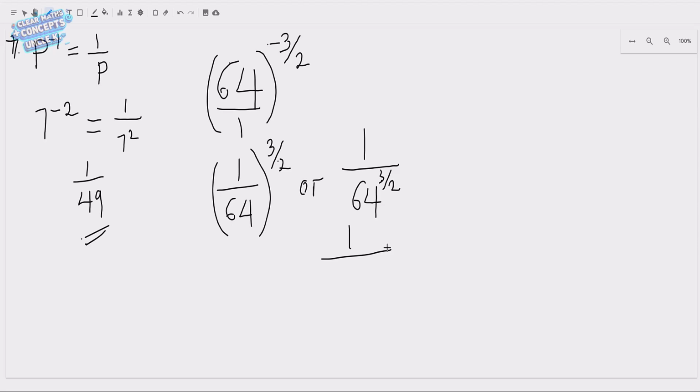You can express it as 2 raised to the power, or 4 raised to the power. But since the denominator of the power here is 2, you have 8 raised to the power 2 times 3 over 2. So you have 8 raised to the power 3, which is 1 over 8 raised to the power of 3. That means we would have 1 over 512.